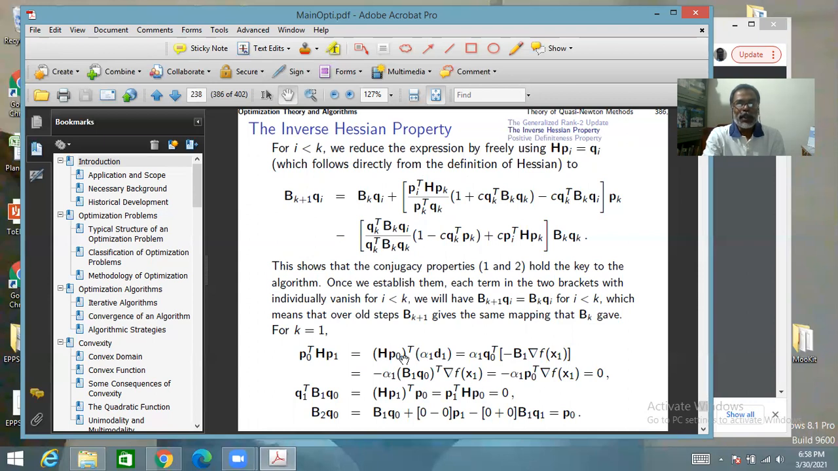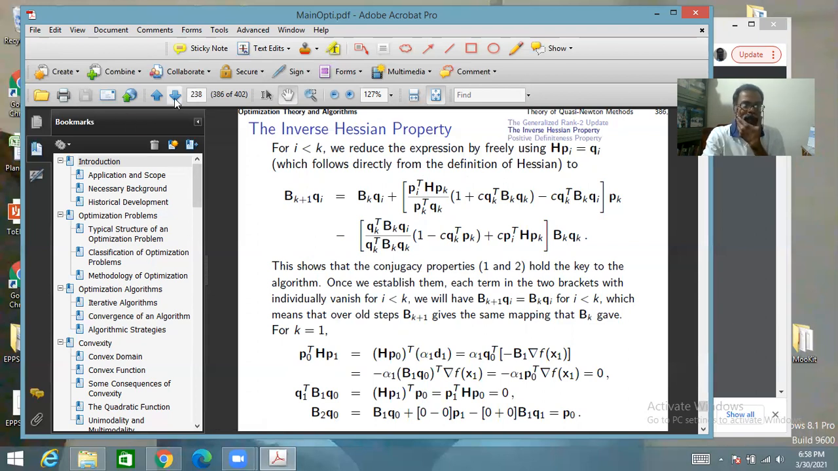Now, we argued this earlier that when these two things become 0, then all these four become 0, and you have got B2Q0 same as B1Q0. And B1Q0 has been shown in the trivial step itself. So B1Q0 is P0. So this shows property 3 for k equal to 1. So for k equal to 1, the only old direction possible is i equal to 0. For that, the first property, the second property, and the third property.